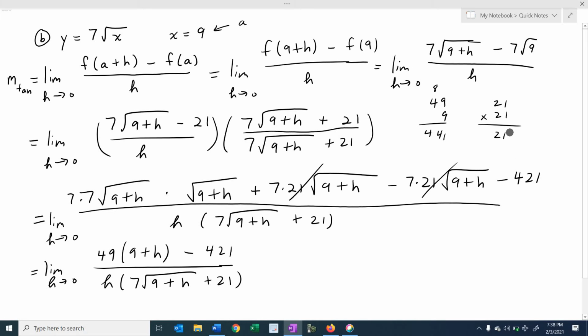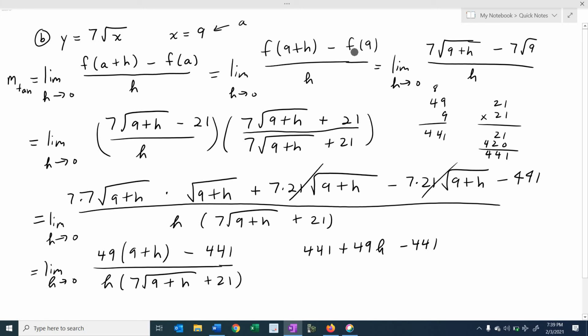So you get 21 on top and 420 on the bottom. So it's 441, right? Not 421, sorry. Okay, so that should be 441. Okay, so 49 times 9, that gives you 441. And then 49 times h minus 441. So you should look for these to cancel.